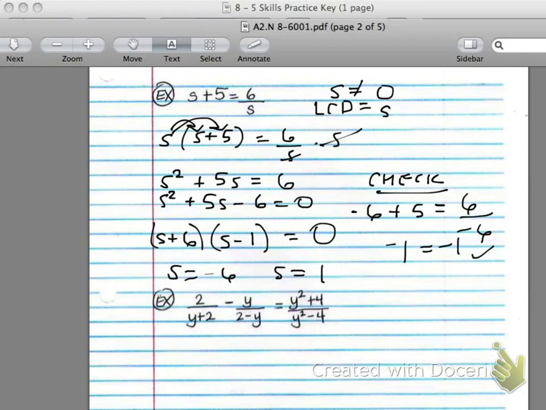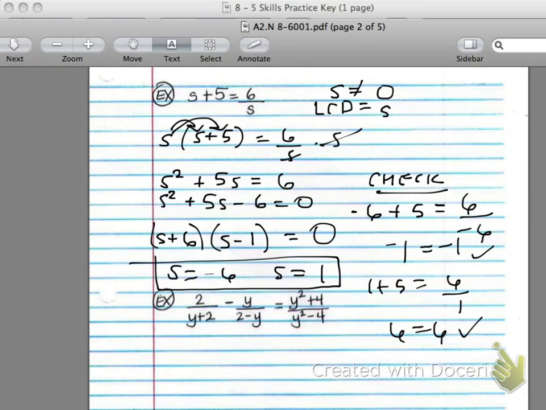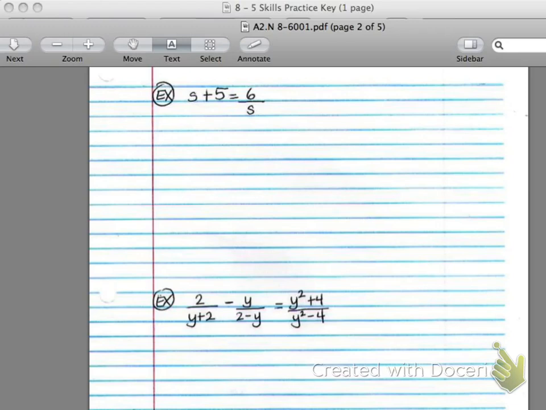So I know negative 6 is an answer. Do the same thing with 1. So I have 1 plus 5 equals 6 divided by 1. 1 plus 5 is 6 equals 6. That does check out. So these are in fact my solutions. Any questions on this? Okay, next.